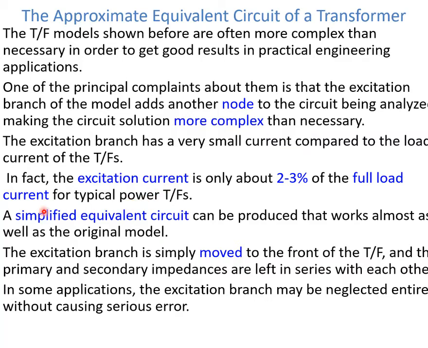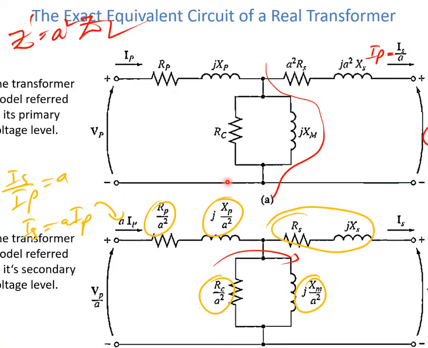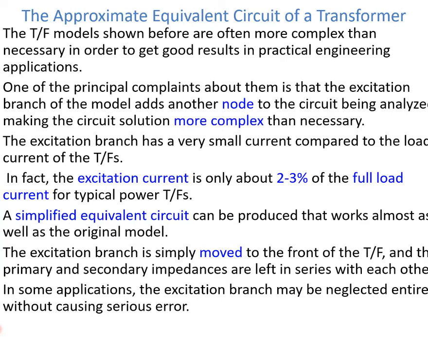So we can make a more simplified equivalent circuit that will be modeled as the original one, and that can produce results closer to the actual ones. How we can do that is that we can move the excitation branch in front of the transformer, and the primary and secondary impedances are left in series with each other. Obviously that will make it easier to solve this circuit.